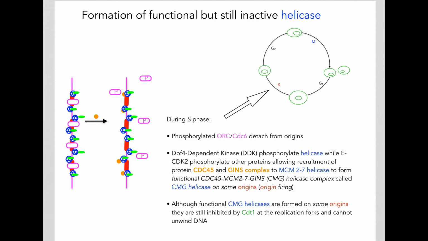Now, although functional CMG helicases are formed on certain origins, these helicases are still inactive because there is still CDT1 bound to the helicase. CDT1 inhibits helicase activity. So at this stage, the helicase cannot unwind DNA at the replication fork.